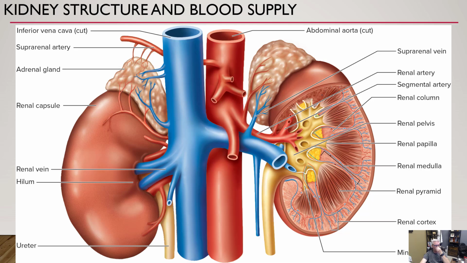All right, so here's a macroscopic view or a gross view of the kidney. You can see how we have the renal artery that goes into the kidney. And then you can see the renal pelvis, the renal medulla, the renal pyramids, the renal cortex, the minor calyces that are going to drain into major calyces, your renal columns, and then eventually that renal vein is going to drain out of the kidney.